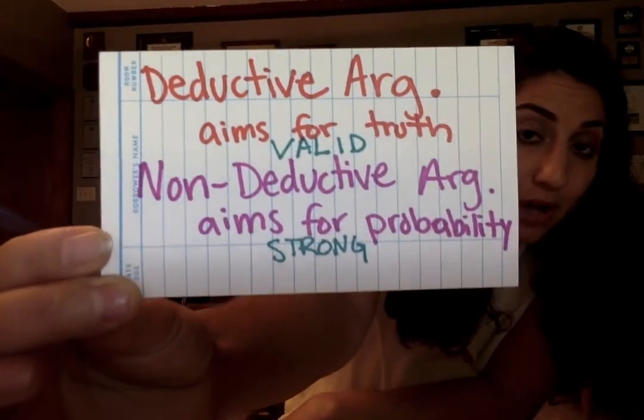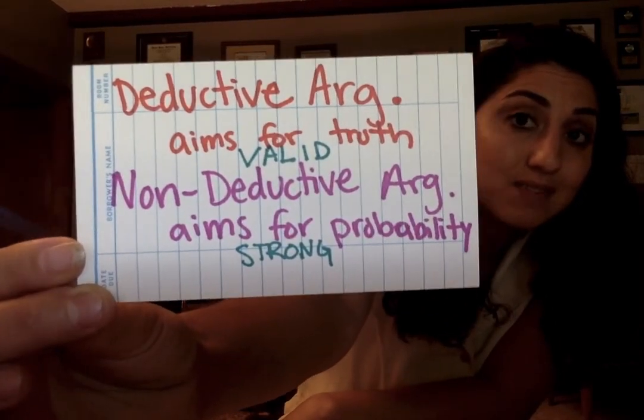What's called a deductive argument is the kind of argument that is trying to get at the truth. And a good deductive argument we call valid. However, a strong argument is what we call a good non-deductive argument. Non-deductive arguments are not trying to get at truth. They're trying to get at what is most likely or what's more probably true given the premises. So you can think about it this way. Non-deductive versus deductive, they have different goals.